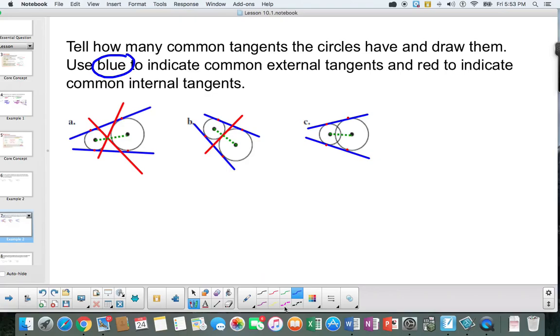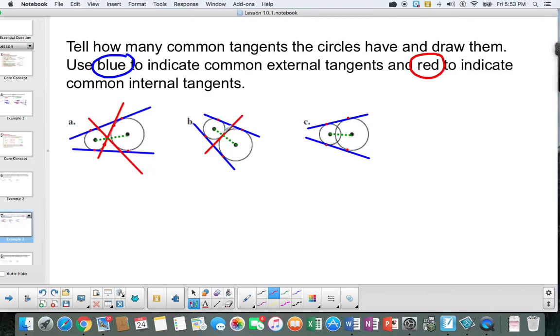Now the internal tangents are going to be red, and they are going to intersect this line. So they're going to intersect the circle, 1 point, intersect the other circle, 1 point, but they also cut through this line of centers. And so here's another one too.